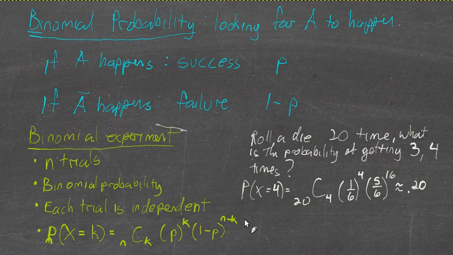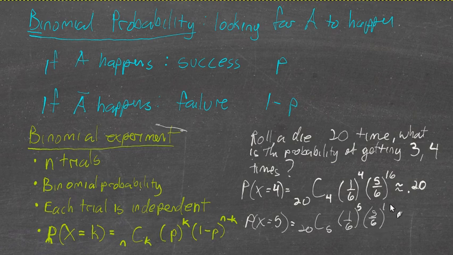And then we can calculate the probability of getting a success 5 times. And that would be 20 choose 5 times 1/6 to the 5th times 5/6 to the, not the 16th, but the 15th. And that'll be about something. So watch the next video and do some sample problems.